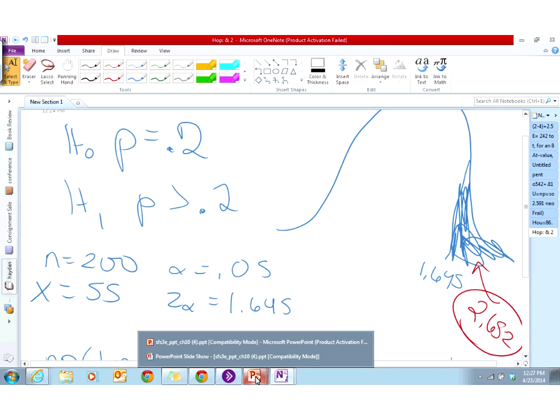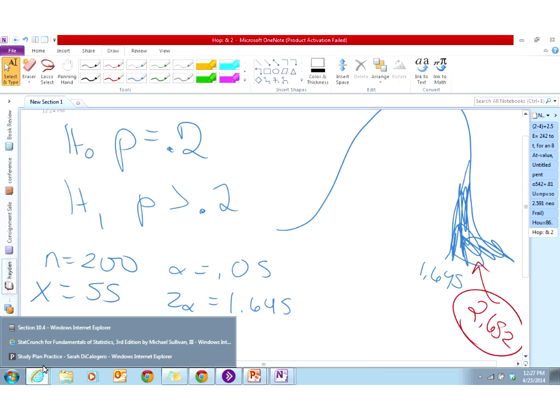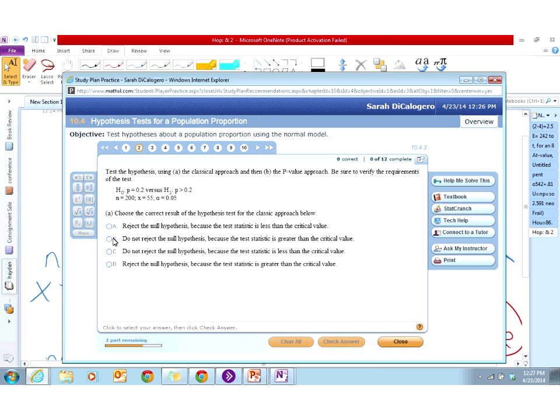So we are going to reject H naught. We're going to reject the null because this test statistic is actually greater than the critical value. So A, reject the null because the test statistic is less than the critical value. That's not good. Reject the null because the test statistic is greater than the critical value. Yep. All right, continue. P-value approach.